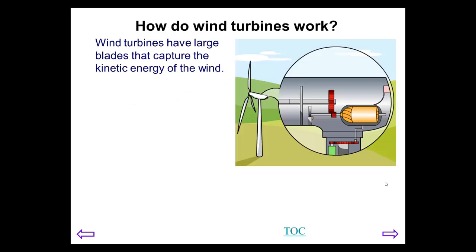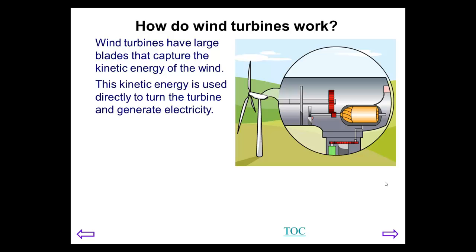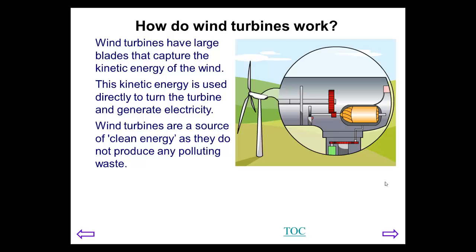So how do wind turbines work? Well, we have wind, which is kinetic energy. It drives the blades round, which are connected to a turbine which spins round, kinetic energy, and this is connected to a generator which provides electrical energy. They're considered clean energy because they do not produce any polluting waste, no carbon dioxide, no greenhouse gases.